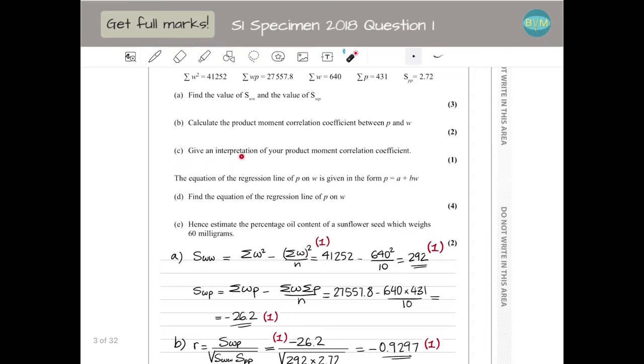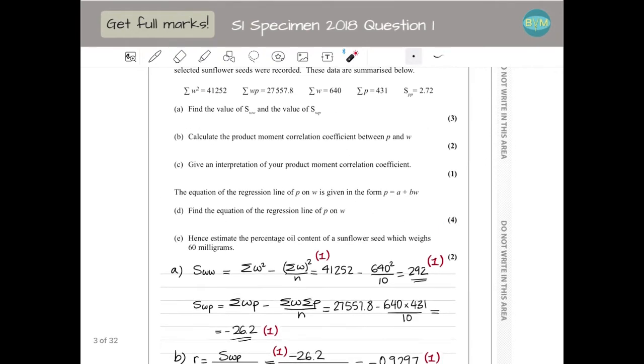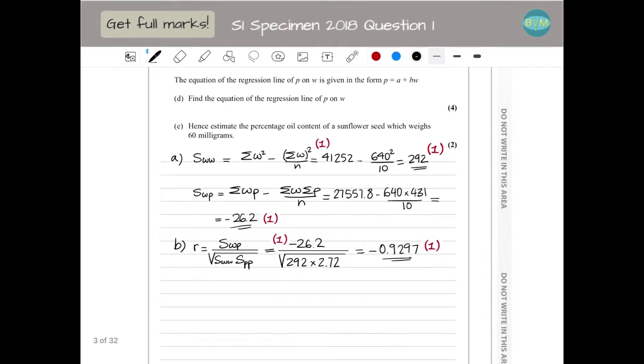Then C, give an interpretation of your product moment correlation coefficient. They are not asking us what type of correlation we have. You see I have a negative value very close to 1, so that means I have a strong negative correlation, but they are not asking us that. It's important that you answer properly. Giving an interpretation means interpreting that negative correlation in the context of the question.